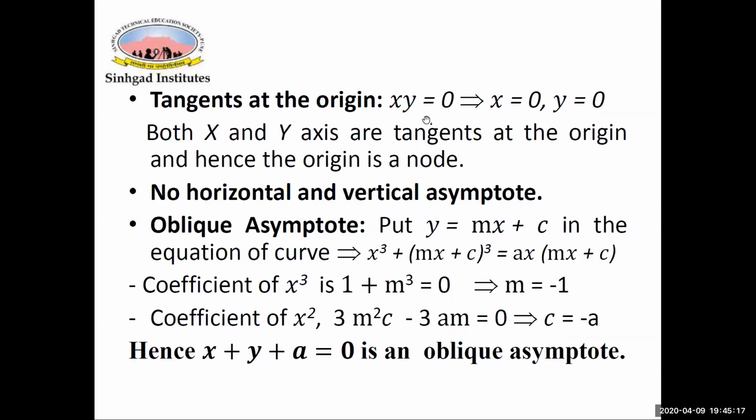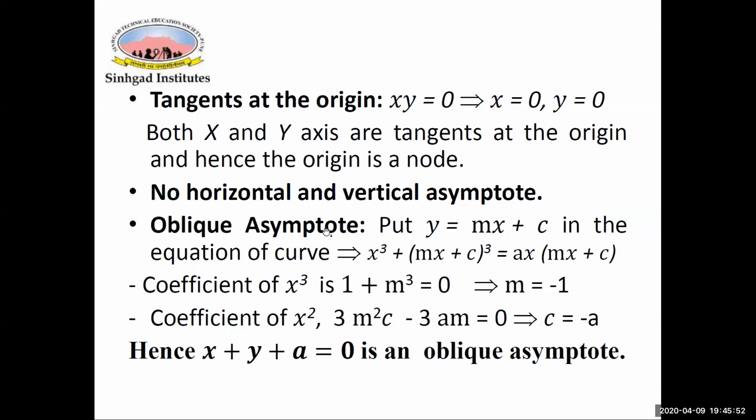To find the tangent at origin, equate the lowest degree term of the equation to 0. In x cube plus y cube is equal to 3axy, the degrees are 3, 3, 2. What is the lowest degree? 2. So xy equal to 0. It implies x equal to 0, y equal to 0. Hence, both x and y axes are tangents at the origin. It indicates that origin is a node since it has two different tangents.